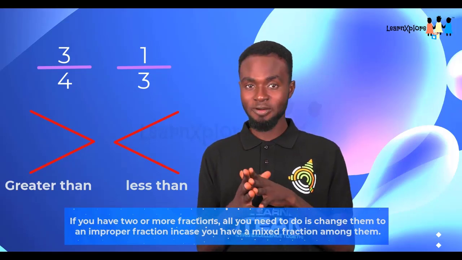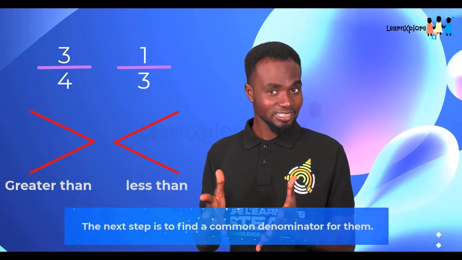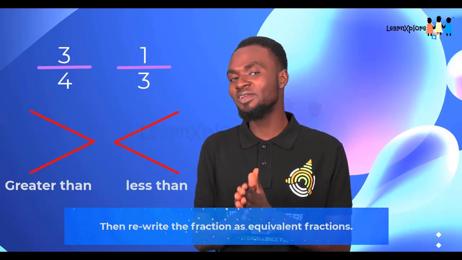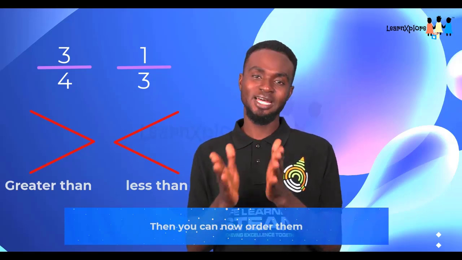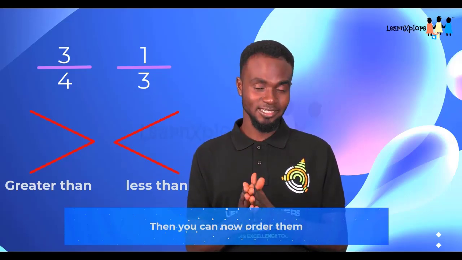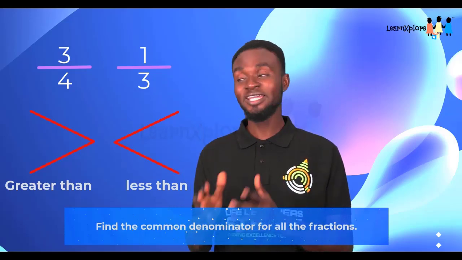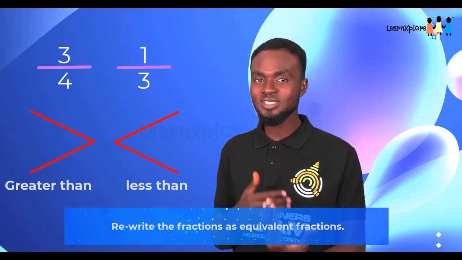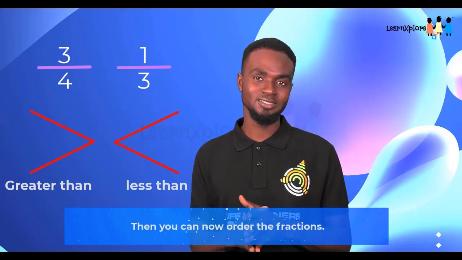After changing it to an improper fraction, the next thing to do is to find a common denominator for them. After finding a common denominator, what you do is to rewrite the fractions as equivalent fractions. When you do that, then you can now order them. I'll take it again. You change the mixed fractions to improper fractions. You find a common denominator for all the fractions. You write the fractions as equivalent fractions, after which you order the fractions.